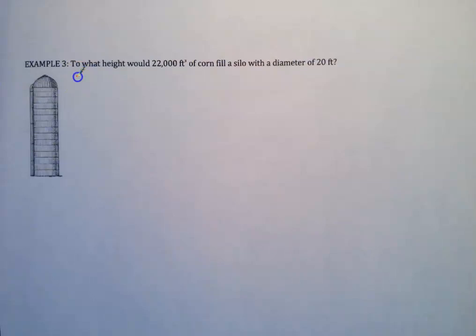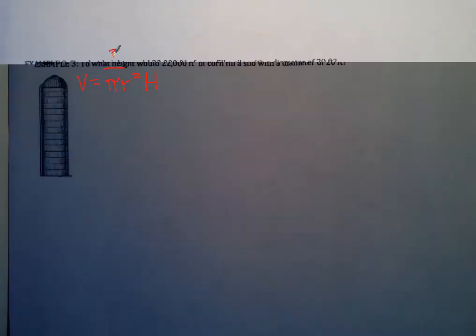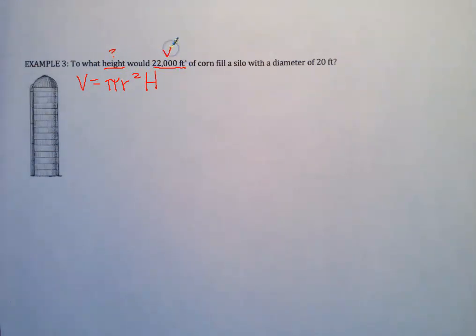So you know your volume is pi r squared times the height this time. What's the 22,000 cubic feet? Would that be our height? No, because it's cubic feet. It says to what height, so height is our question mark here. That would be our V. Yep, so this is our volume.